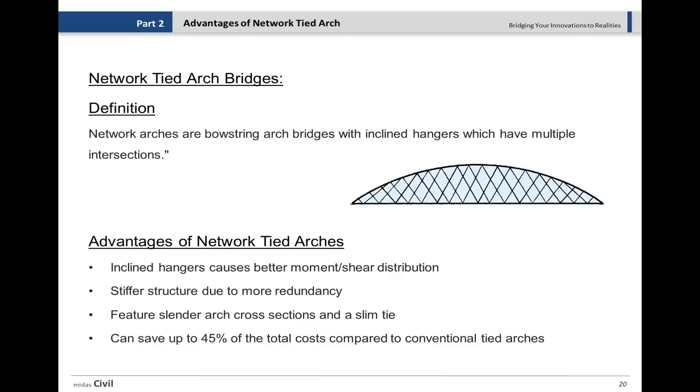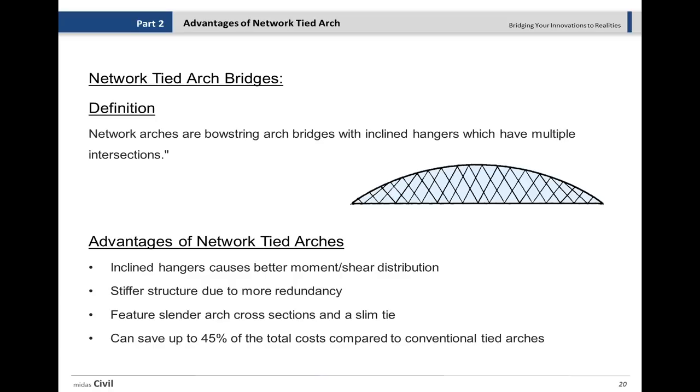Talking about the advantages of network tied arches, let's see what the characteristics of these types of bridges are. Network tied arches are recommended for spans between 250 and 1,000 feet. It would be very valuable and economical to get experience with network arches with spans between 400 and 600 feet. So 400 to 600 feet is the best span size where this type of bridge could be very beneficial and economical.